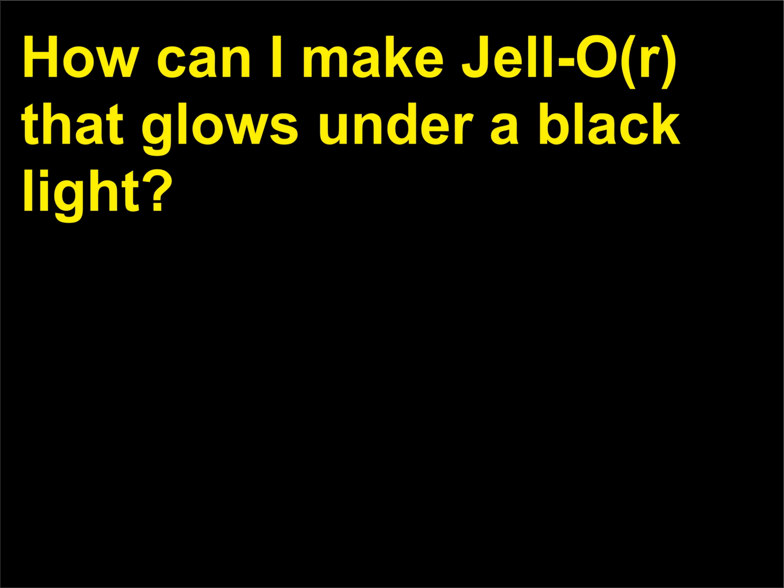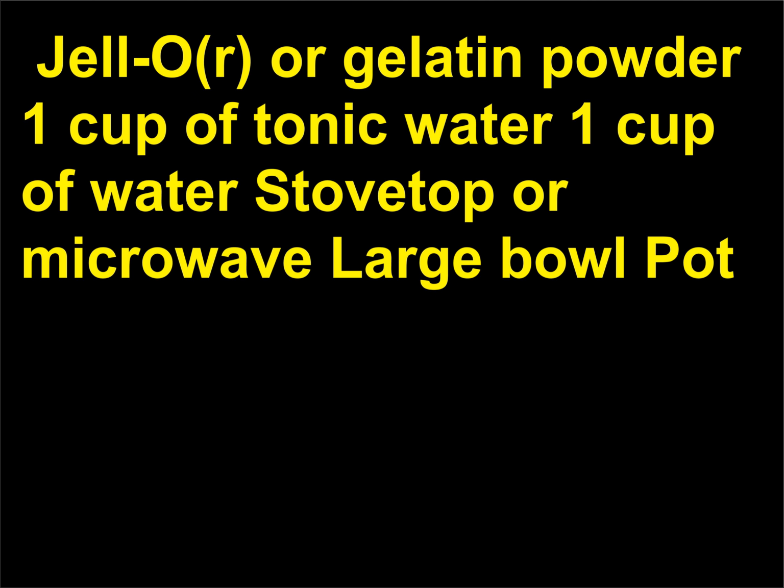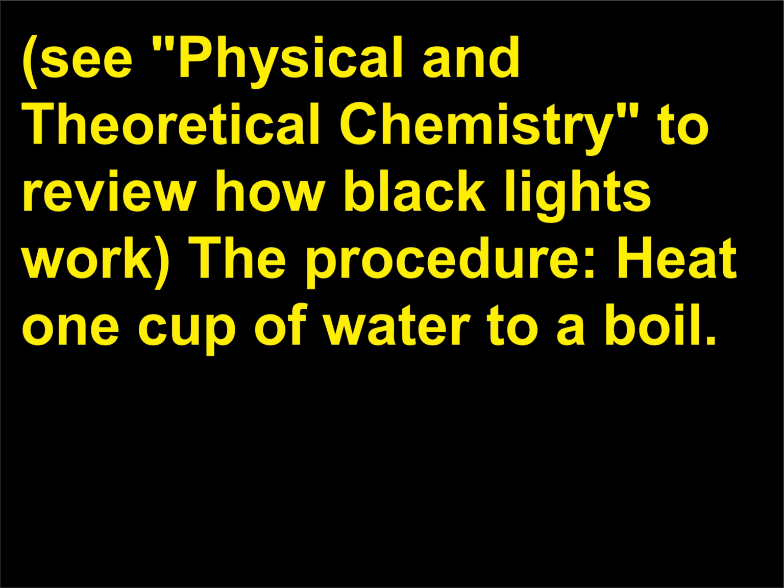How can I make Jello that glows under a black light? Chemistry principles encountered in this experiment: fluorescence, gels, cross-linking. Materials you'll need: Jello or gelatin powder, 1 cup of tonic water, 1 cup of water, stovetop or microwave, large bowl, pot for heating on stovetop, a black light source. See Physical and Theoretical Chemistry to review how black lights work.